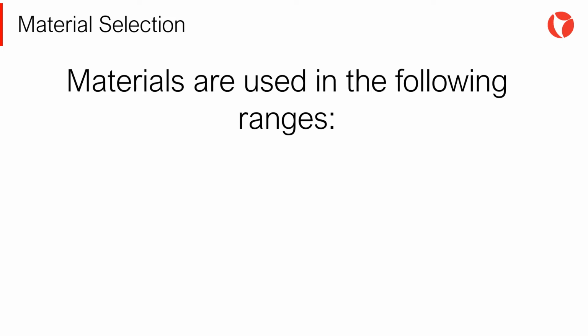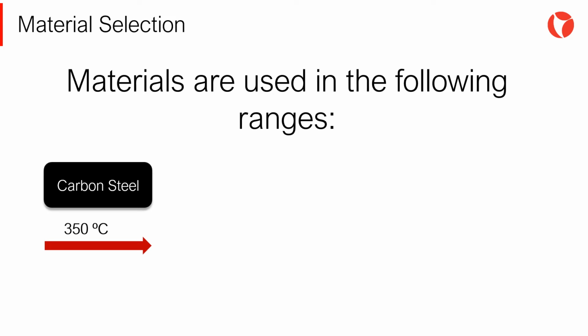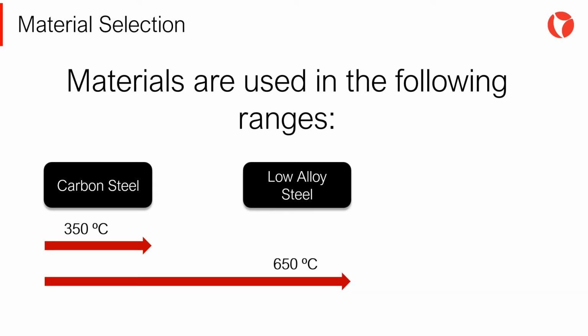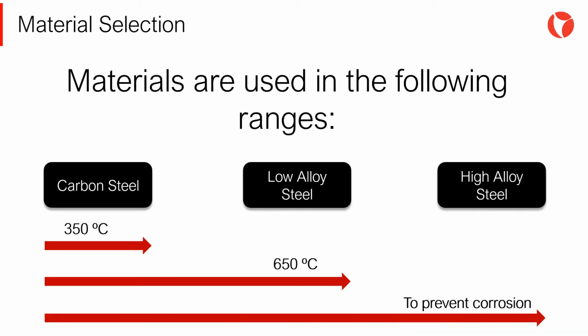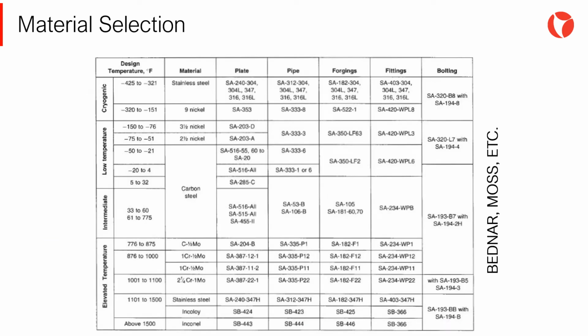As a general rule, materials are used in the following temperature ranges. Up to 350 degrees, carbon steel. Up to 650 degrees, chromium molybdenum alloys. And to prevent corrosion, high alloy steels, more commonly known as stainless steels. In addition to the ranges previously described, there are guides such as the one shown on the screen, taken from the Dennis Moss Pressure Vessel Design Book, which recommends materials for different working temperatures.